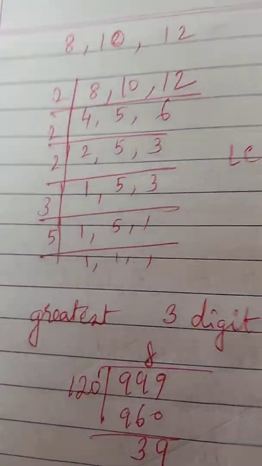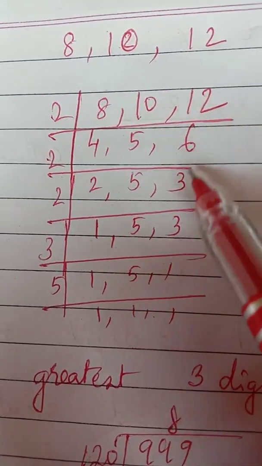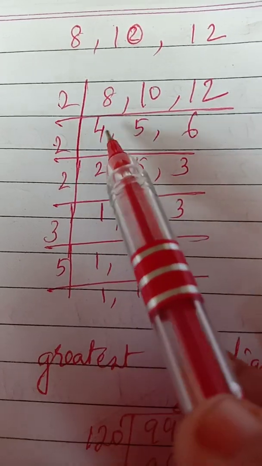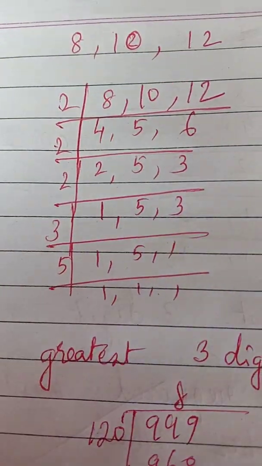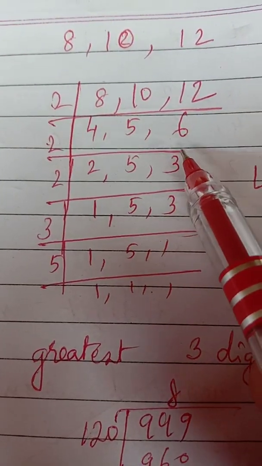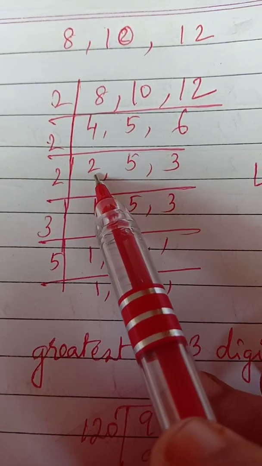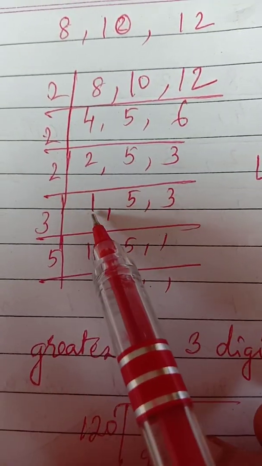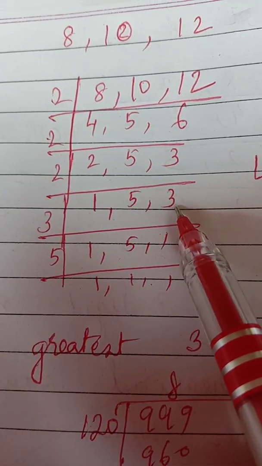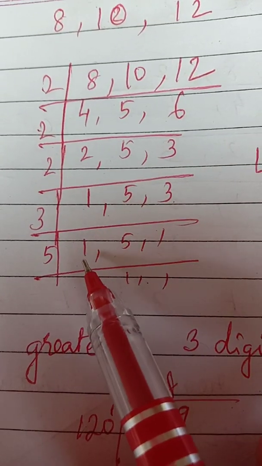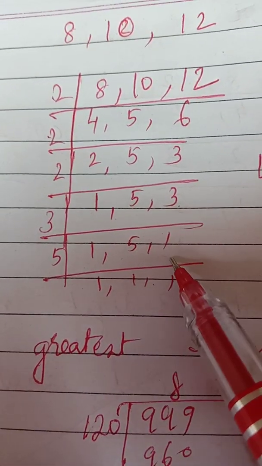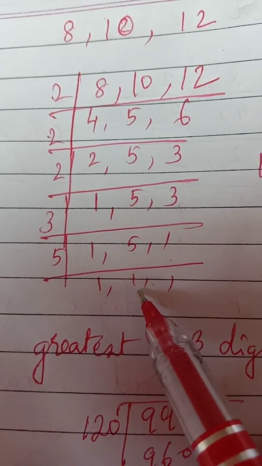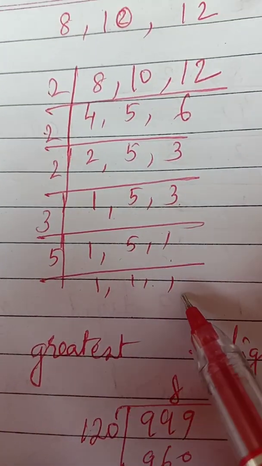So here also we have to first calculate the LCM of 8, 10 and 12. 2 4s are 8, 2 5s are 10 and 2 6s are 12. Apply again 2: 2 2s are 4, 5 as it is, 2 3s are 6. Next, 2 1s are 2, 5 as it is, 3 as it is. Then apply 3: 1 as it is, 5 as it is, 3 1s are 3. Next apply 5: 1 as it is, 1 as it is, 5 1s are 5 and 1.